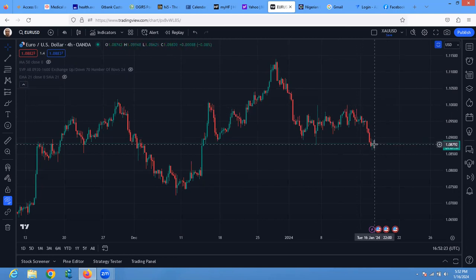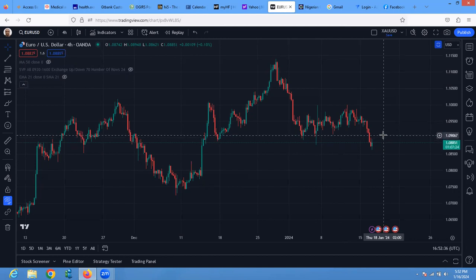So with this, what you can expect is a pullback that is already in motion now, and from that pullback, you may expect this zone of pullback will be from the point of break here till this area.